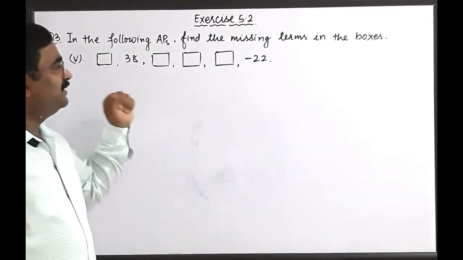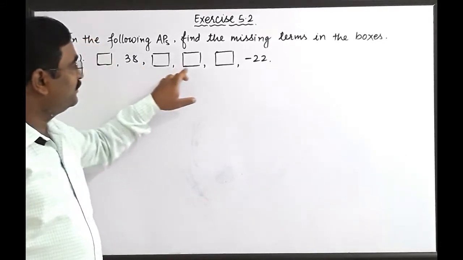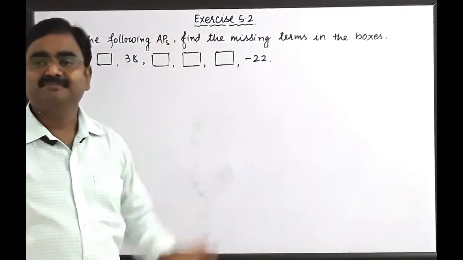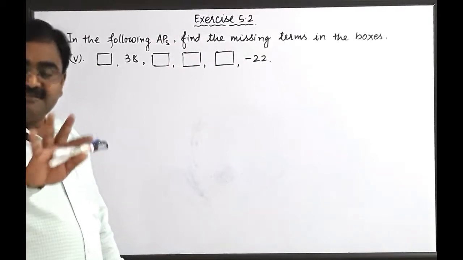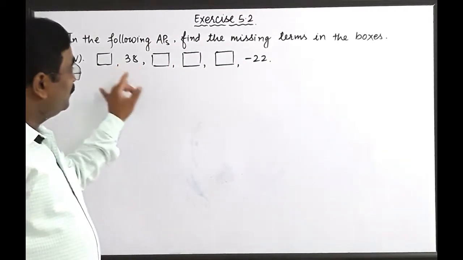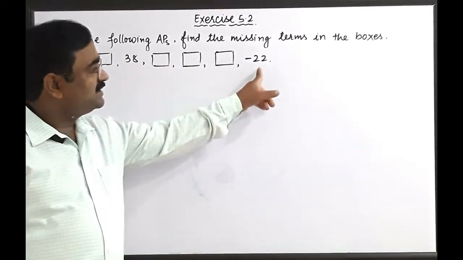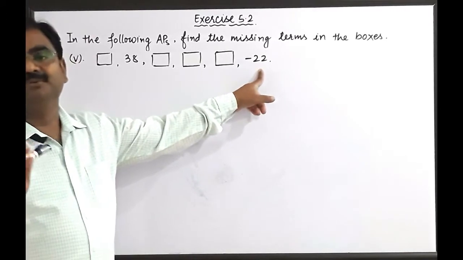Okay friends, let us see the fifth part of this question number 3. In this fifth part, how many terms are there? First, second, third, fourth, fifth and sixth term. There are 6 terms given. Out of these 6, 4 are blank and 2 are given, means the second term and the sixth term. These two you know.